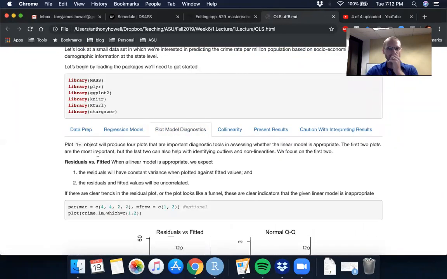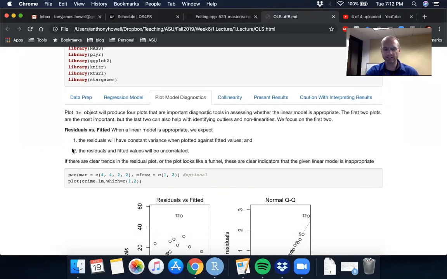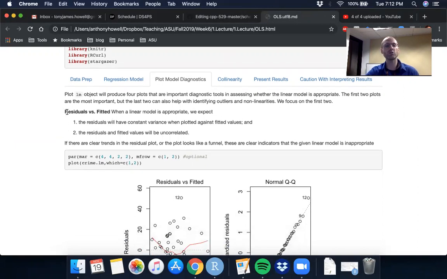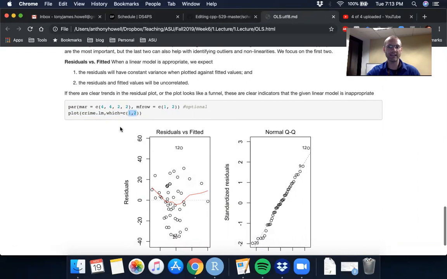Now, what's important is that we do some model diagnostics and make sure that we're not violating any of the major OLS assumptions, particularly with respect to assumption 4 that I talked about in the previous video, which is that the conditional mean residual is going to be unrelated to our explanatory variables. And the way we check that is looking at the plot of residual error terms plotted against the fitted values for our y. And we can look at this by plotting our OLS model crime.lm and telling it to return the first two different kinds of diagnostics tests.